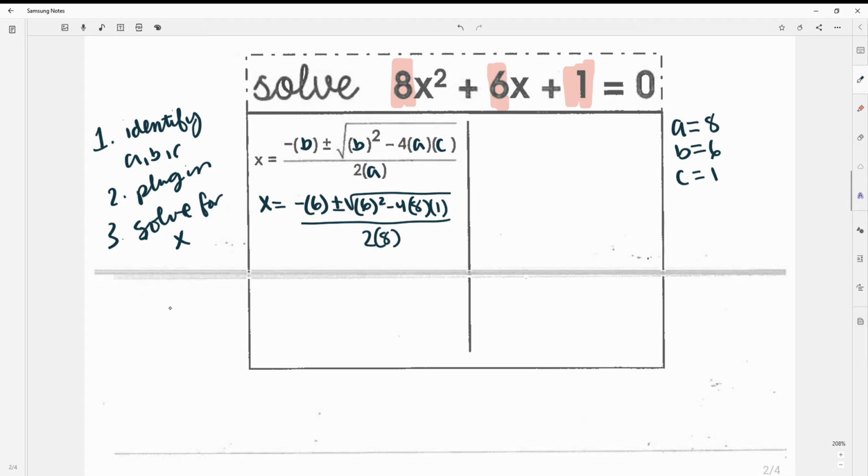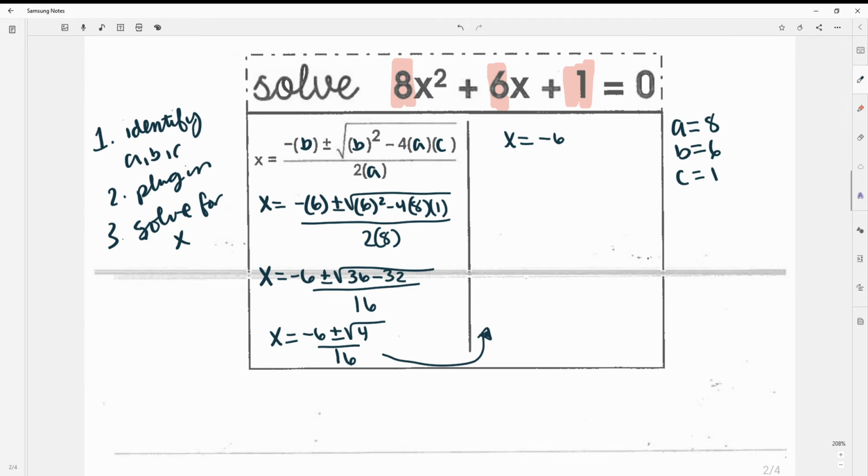Step 3, this is where I get to start solving. So I have negative 6 plus or minus the square root of 36 minus, what is that, 32, yeah, 32, divided by 16. So x equals negative 6 plus or minus the square root of 4 over 16. Alright, let's keep going. So now I have x equals negative 6 plus or minus 2 over 16.